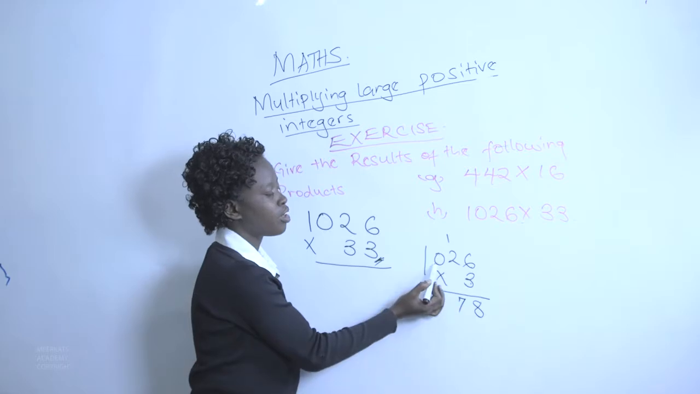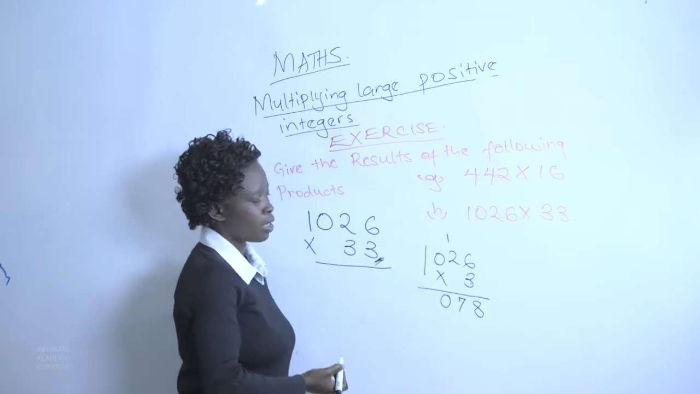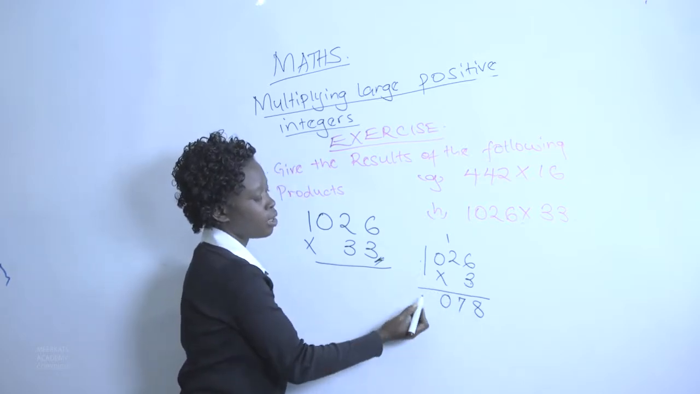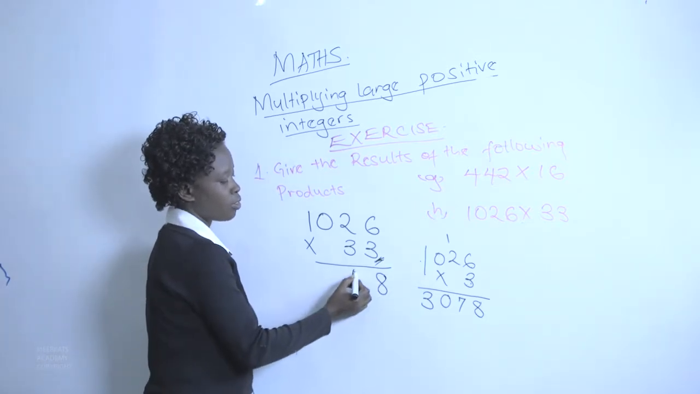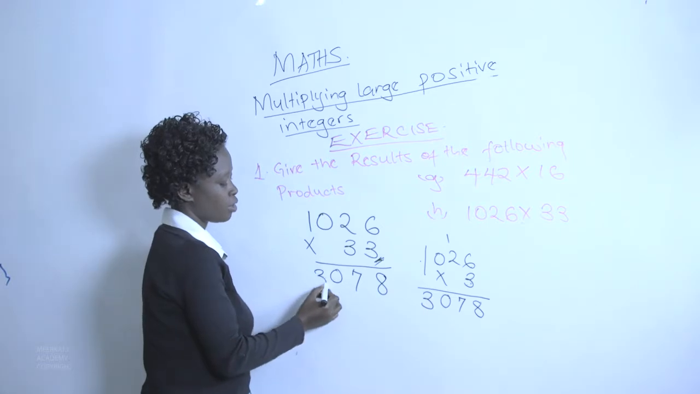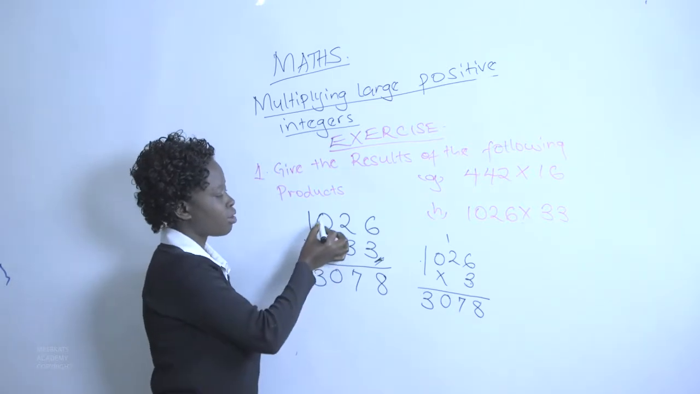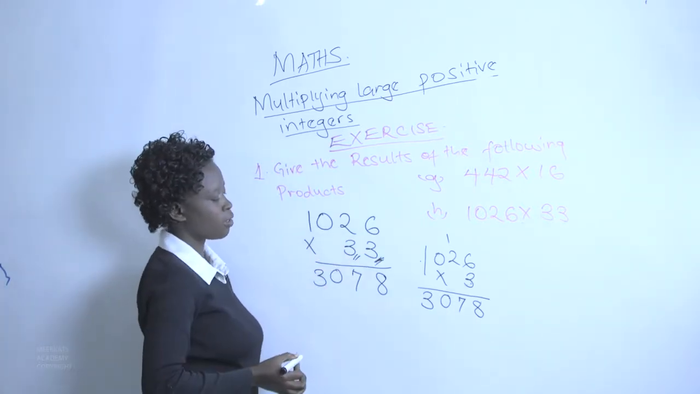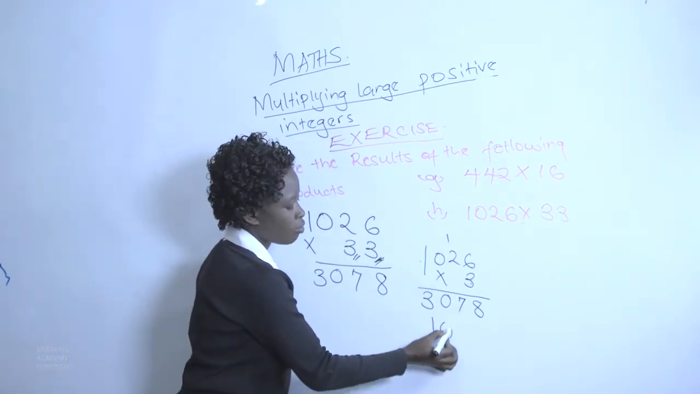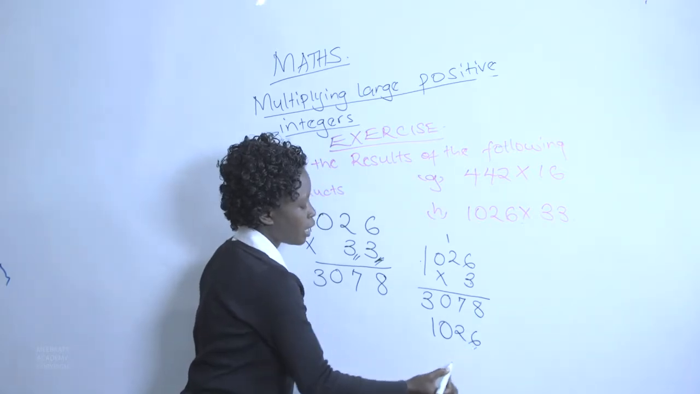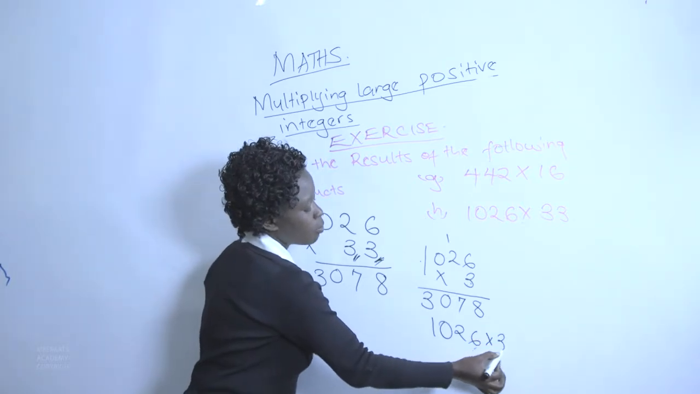Next we have 3 times 0. A number multiplied by 0 is simply 0. Then we have 3 times 1, which is 3. So the number that is obtained is 3,078. So we transfer our figure at that place. The next digit is also 3 that we are multiplying by 1,026. So I have 1,026 multiplied by 3 in the tens place value. So it means this is multiplied by 30.